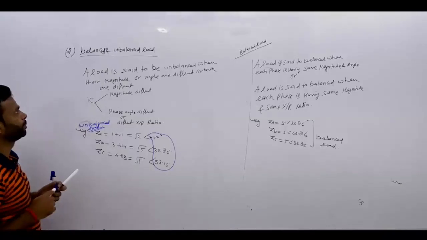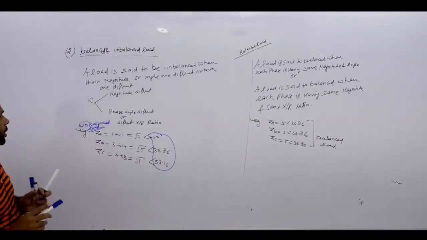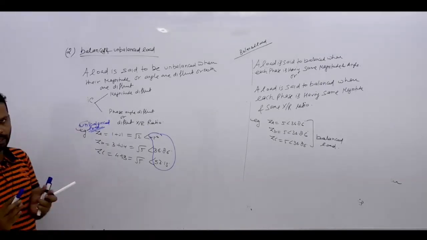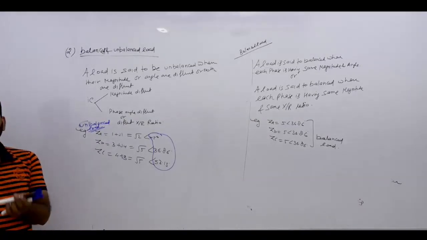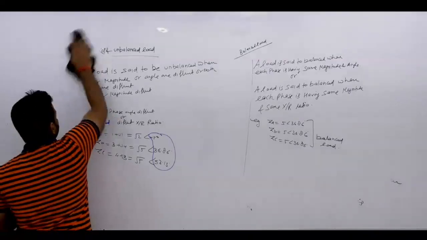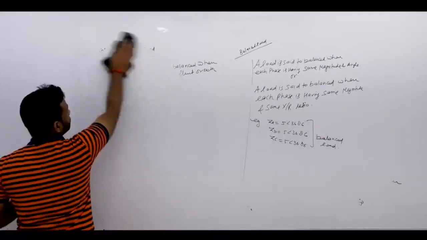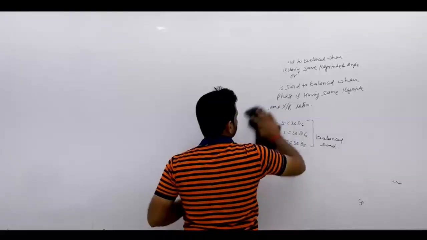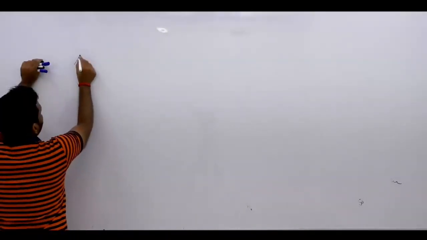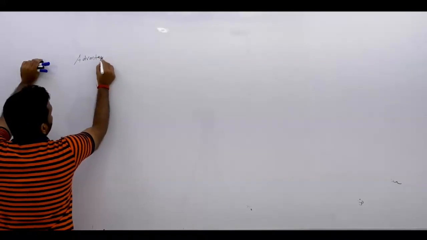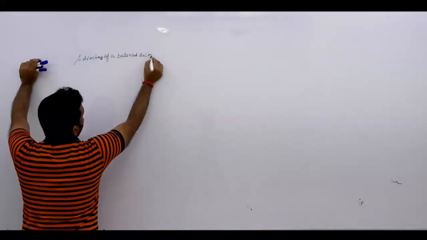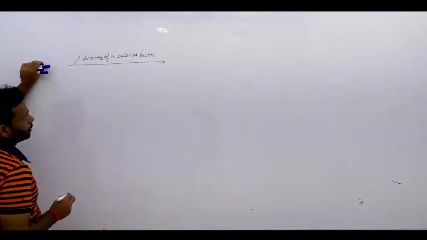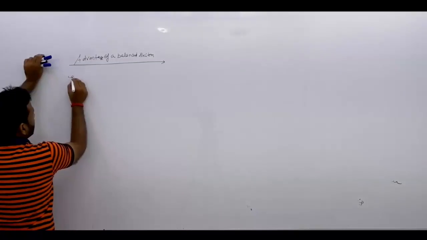So this is about the balanced and unbalanced load. If we talk about the previous lecture, we saw balanced supply and unbalanced supply. Now why are we talking about the balanced things? So there is some advantage of balanced supply. Let's see what it is. Now, advantage of a balanced system. What is the advantage of a balanced system? I will take one example and then I will tell you.